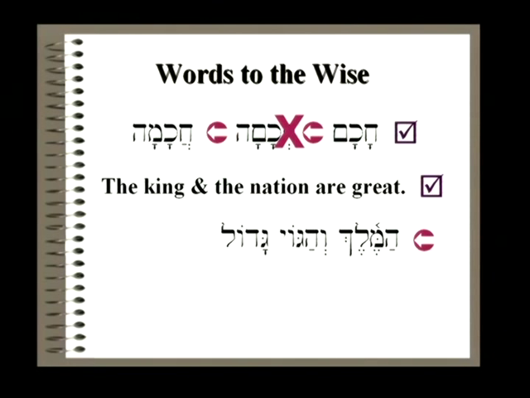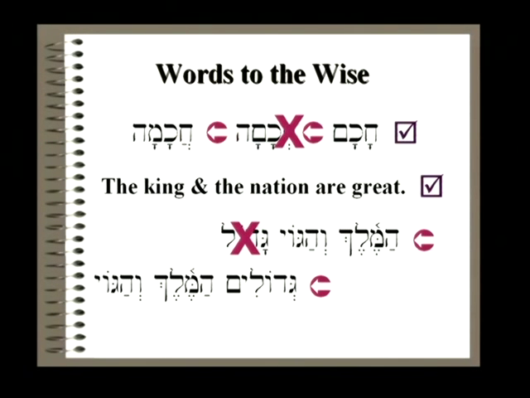All right? The king and the nation are great is Hamelech Wehagoi Gadol. The predicate adjective is still without the article, and it can go with both. Gadol has to be how? Gedolim. Because if it goes with both, it has to agree. You have two of them. It's a compound subject. And then it goes normally before. So, Gedolim, Hamelech, Wehagoi.